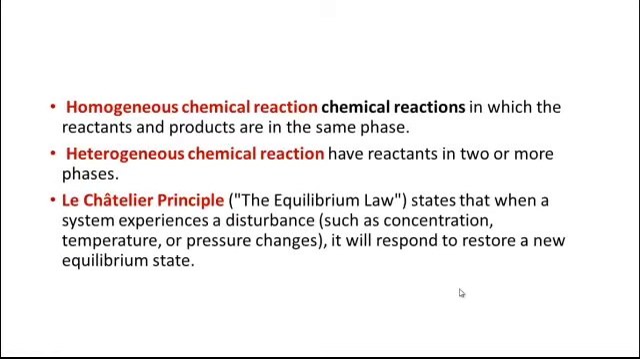And by the end, we have to get familiar with some of the important terminologies. So, what is a homogeneous chemical reaction? The chemical reactions in which the reactants and the products are in the same phase are known as homogeneous chemical reactions. Meaning, if in a reaction the reactants are in the solid phase and the products are also in the solid phase, then it is a homogeneous chemical reaction. Whereas, what is a heterogeneous chemical reaction? It can have the reactants and the products in two or more phases.